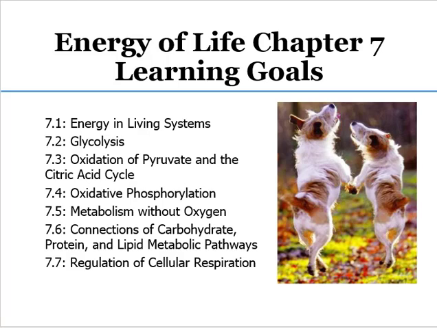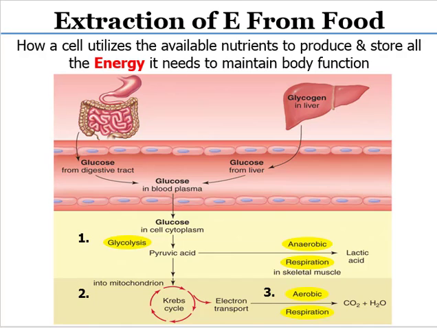So our learning goals for each section in this new chapter are broken down for us here. Energy in living systems, glycolysis, oxidation of pyruvate in the citric acid cycle, also known as the Krebs cycle, oxidative phosphorylation, metabolism when we don't have oxygen present, which would be fermentation, and the connections of carbohydrate, protein, and lipid pathways. Those are alternate fuel sources, so when there's no sugar around, we can still burn fats and proteins. Okay, so let's go ahead and get started.